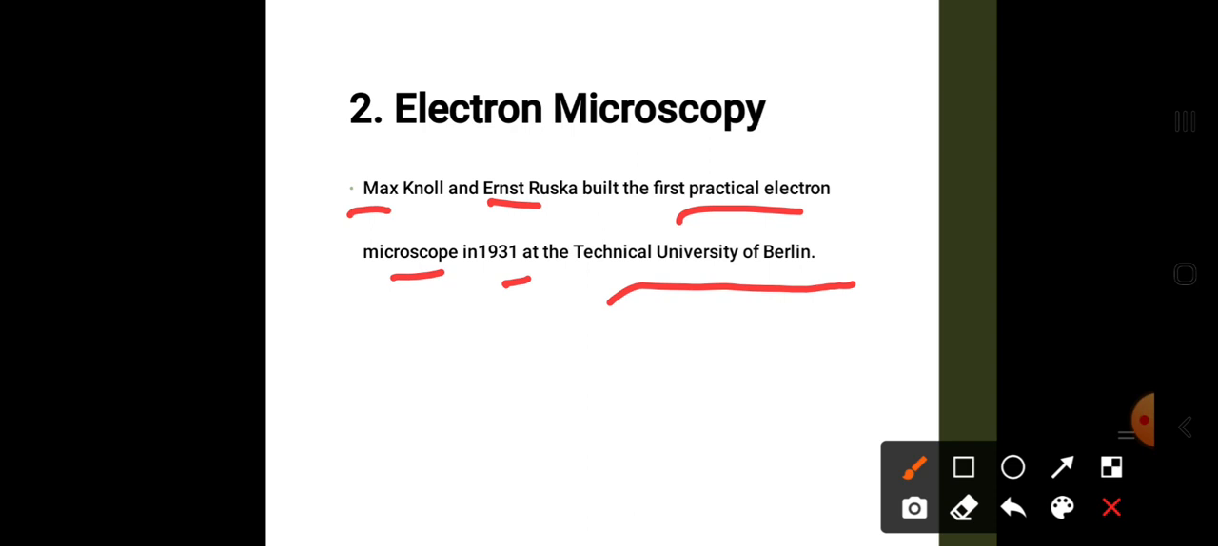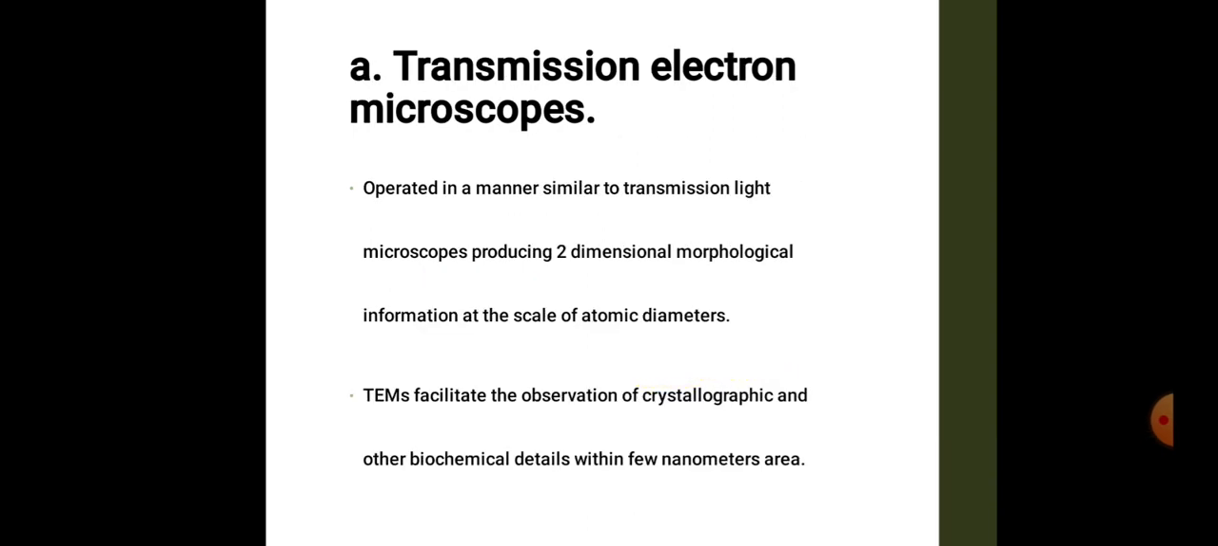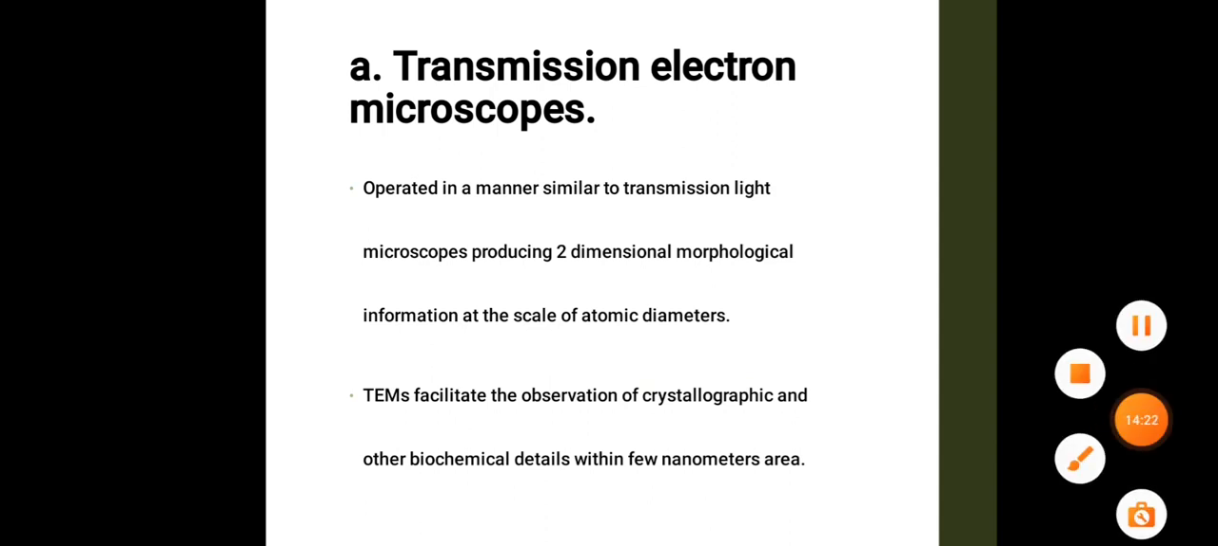Now we will discuss the types of electron microscopy involved. The first is the transmission electron microscope, then the scanning electron microscope, the scanning tunneling microscope, and here chemical force microscopy is also involved. The first one is transmission electron microscopy.